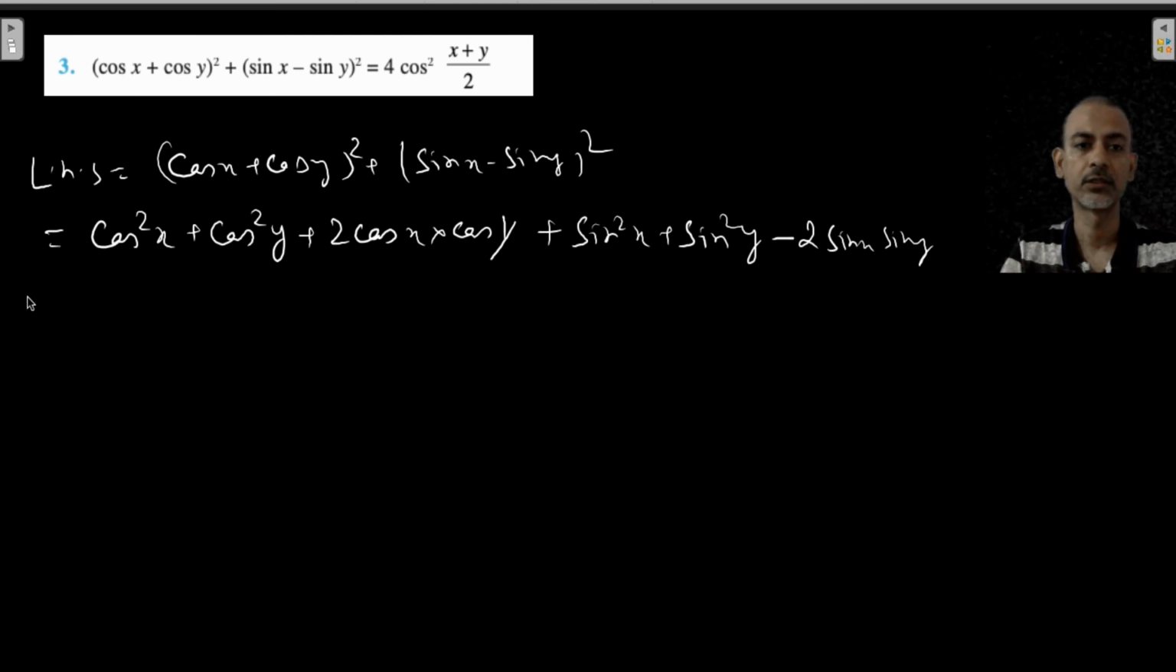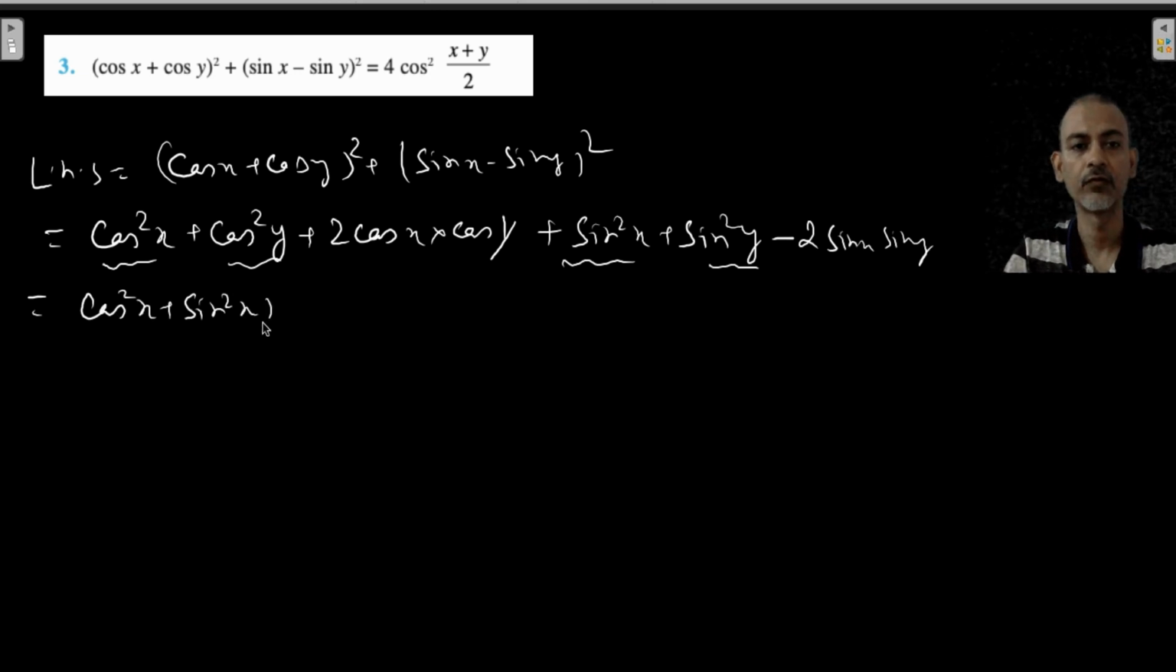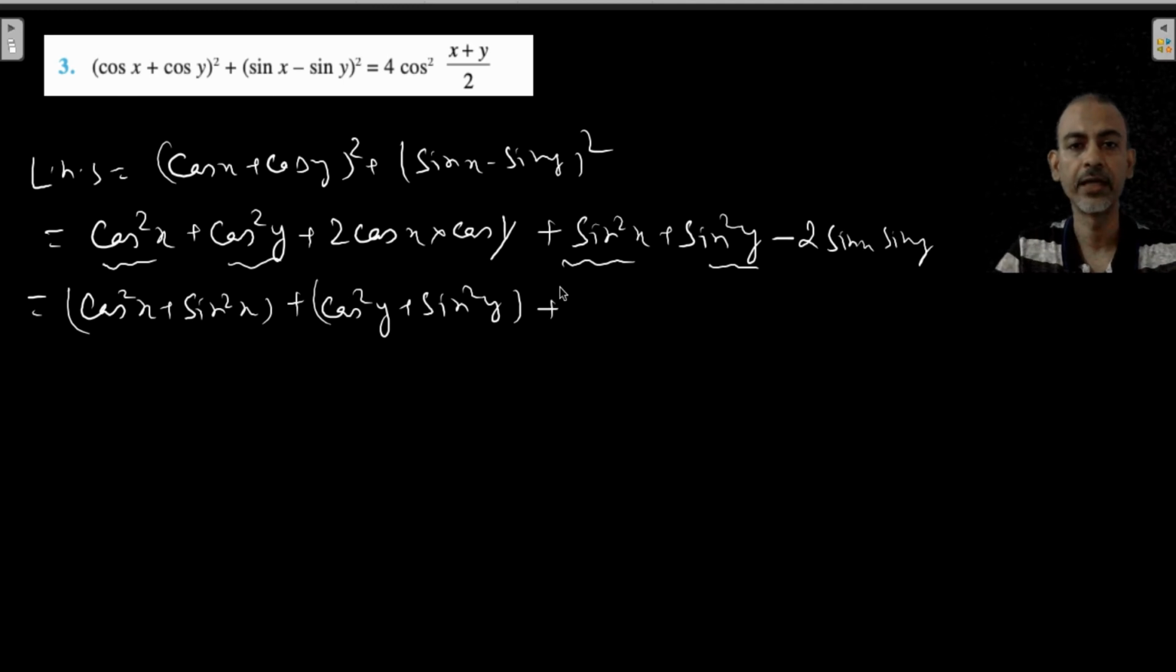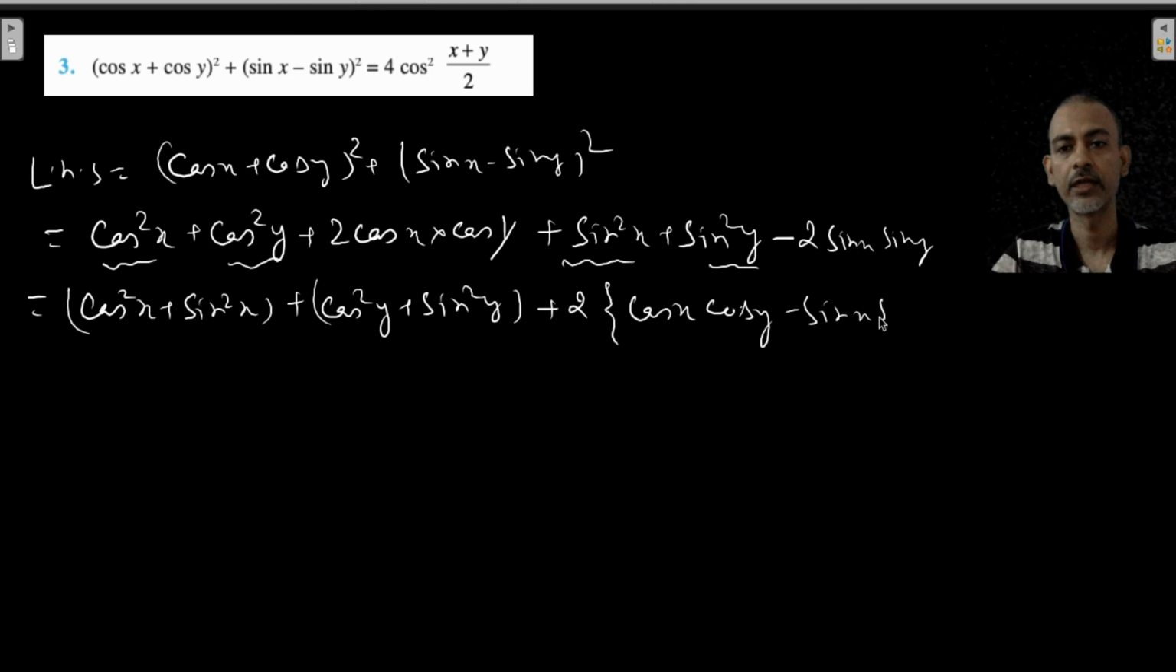Alright, so now it's simplified. But while simplifying, I can also see that there is something here: cos square x, sin square x, cos square y, sin square y. If I club it together, cos square x plus sin square x will become 1. Anyways, in the next step we'll do that. This one, cos square y plus sin square y, will also become 1. And then we'll take 2 common. Then we will have cos x cos y minus sin x sin y.